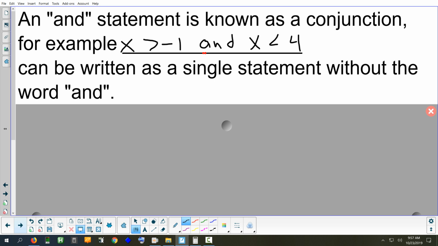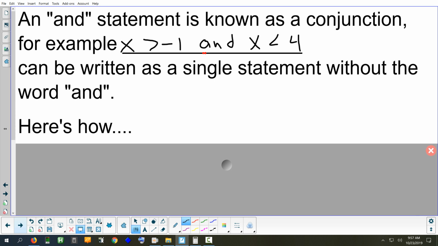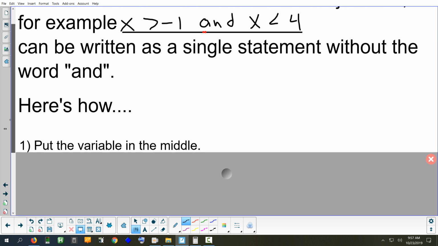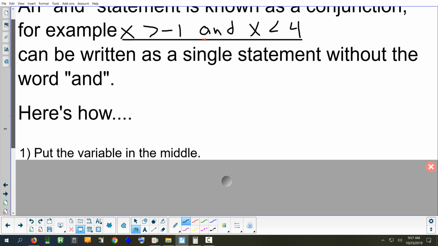So, this can be written as a single thing without the word and. It kind of makes the word and invisible. It's still there, and when you read it, you would pronounce the word, but you don't have to write it. Okay, so here's how you do it. Step 1, put the variable in the middle. So we'll actually do this one as we go.